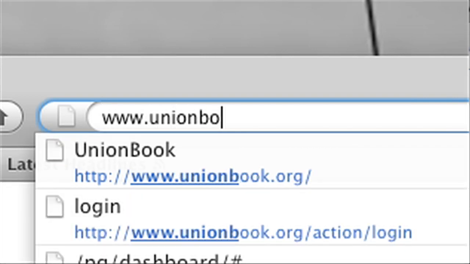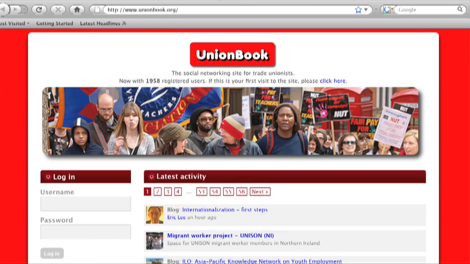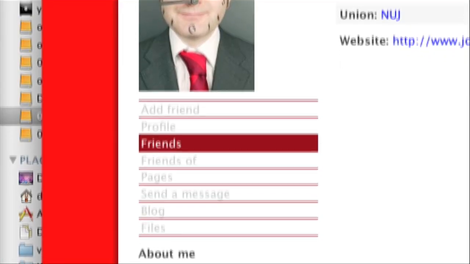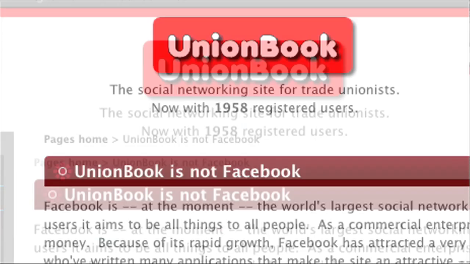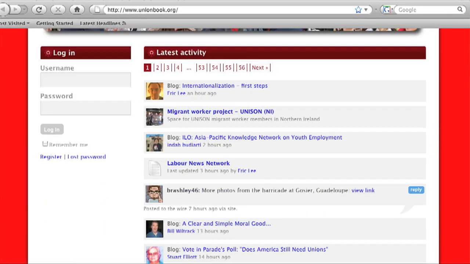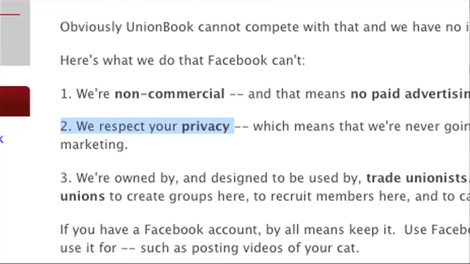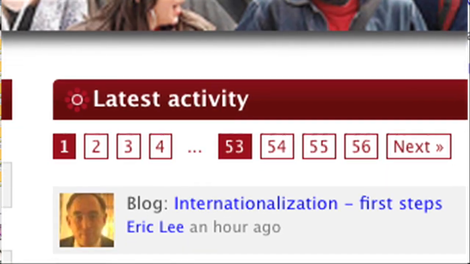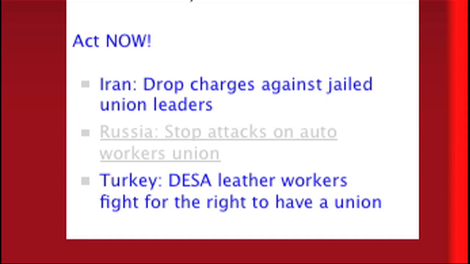UnionBook is the social networking site for trade unionists. Unlike other social networks such as MySpace and Facebook, UnionBook is advertising-free, respects your privacy and is specifically designed to serve the trade union movement.